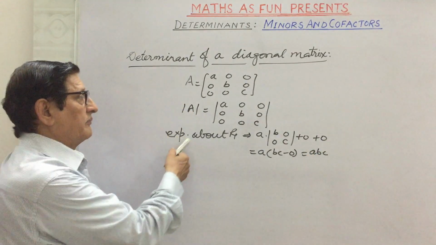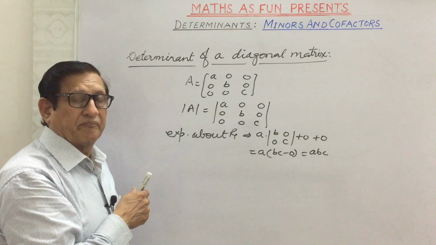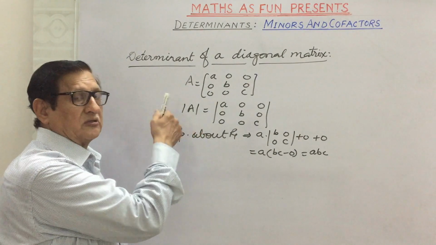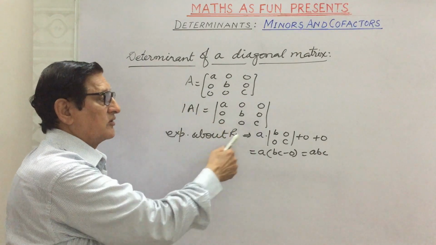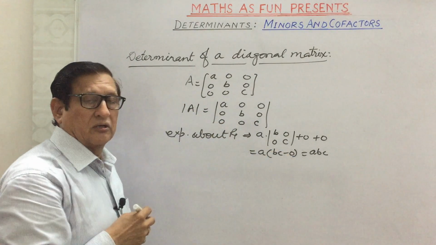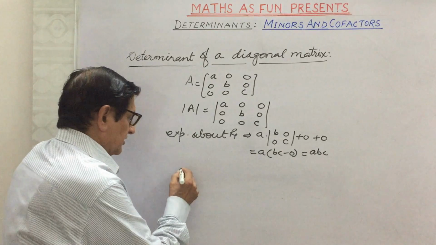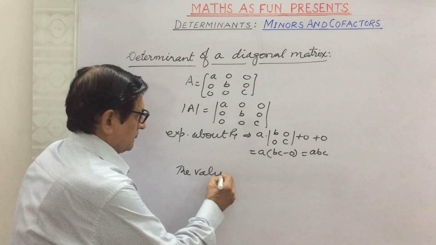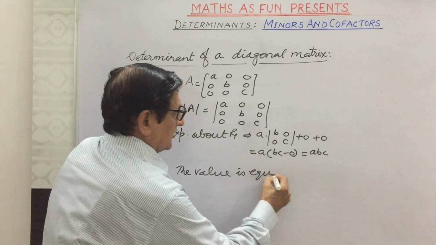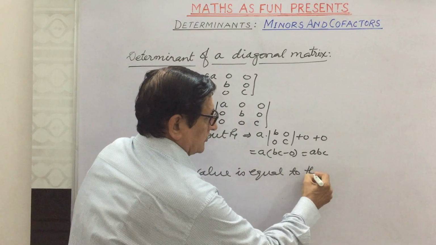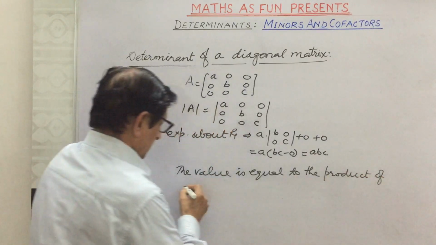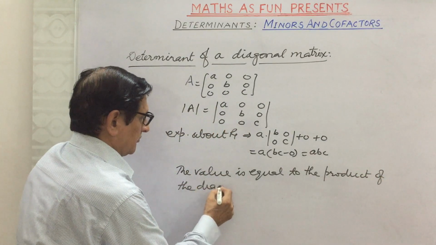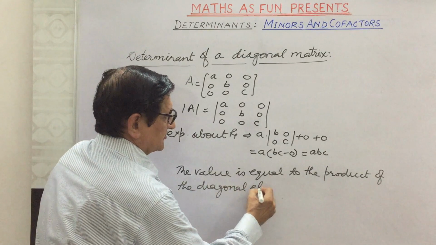It means we can remember this also as a property, that the value of the determinant of a diagonal matrix is equal to the product of the diagonal elements.